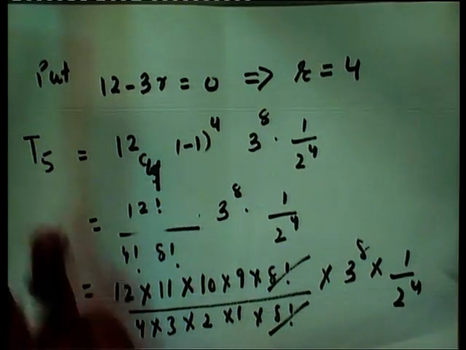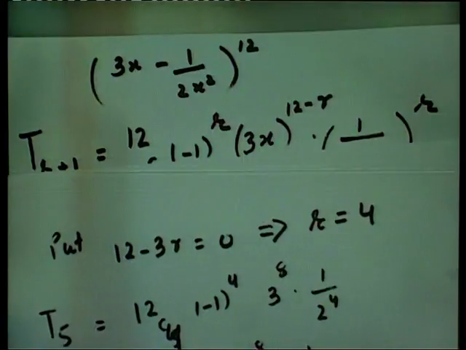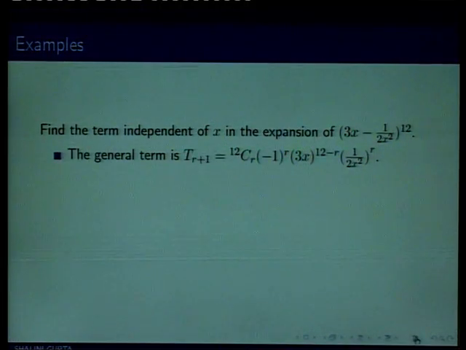So the fifth term in this expansion of (3x minus 1 upon 2x square) raised to power 12 will be the term which is independent of x. So let us recall that. We have computed the general term. The general term in this expansion will be 12Cr (minus 1)^r (3x)^(12 minus r) into (1 upon 2x square)^r.